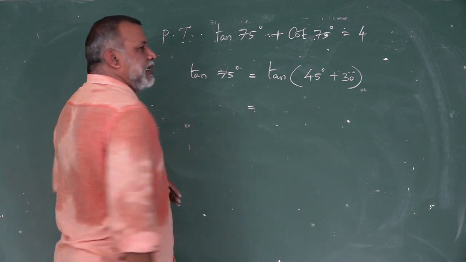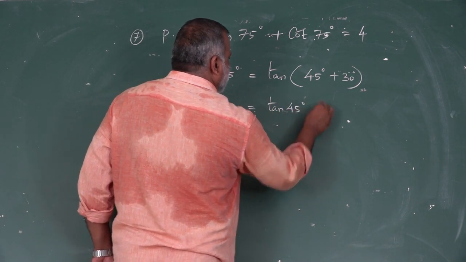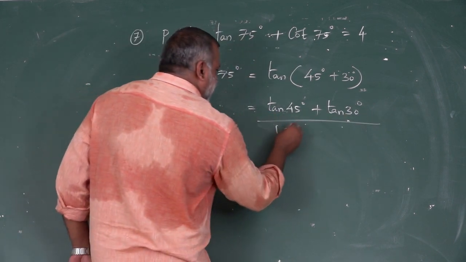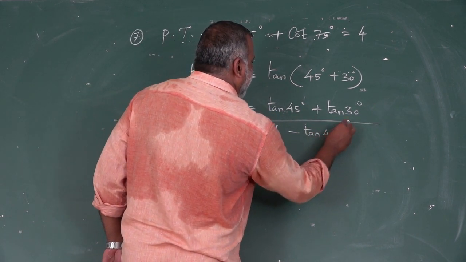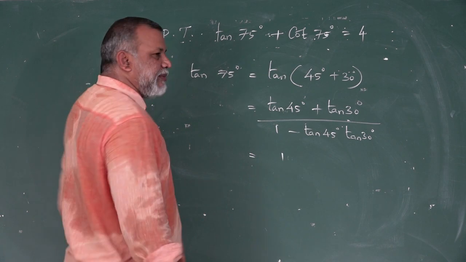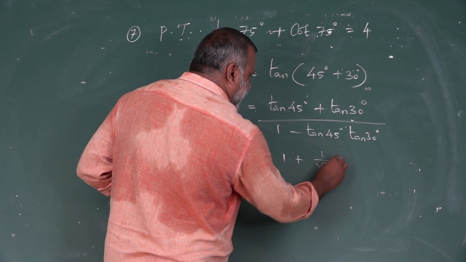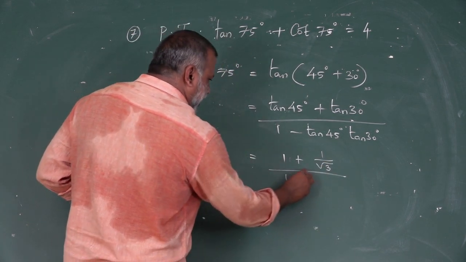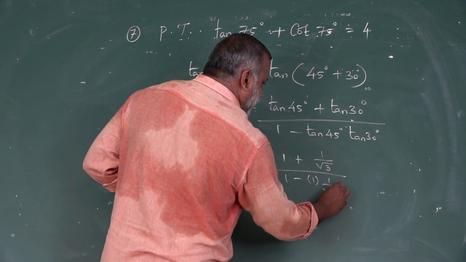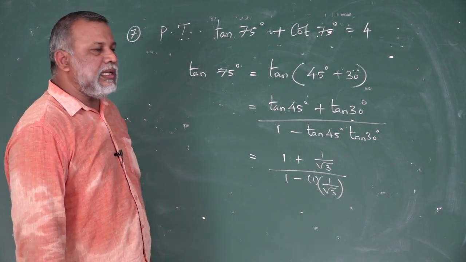Now it is in the form of tan of a plus b, which is tan a plus tan b divided by 1 minus tan a tan b. Now what is the value of tan 45 from the table? 1 plus tan 30, 1 by root 3, divided by 1 minus, once again tan 45 is 1, tan 30 is 1 by root 3. So now we have to simplify the numerator and the denominator.